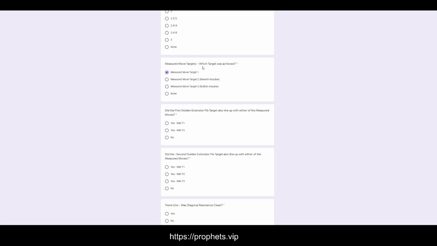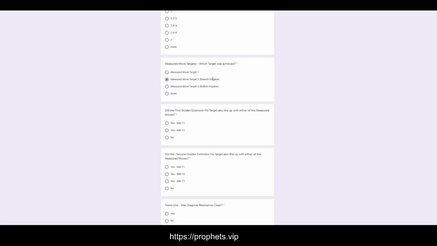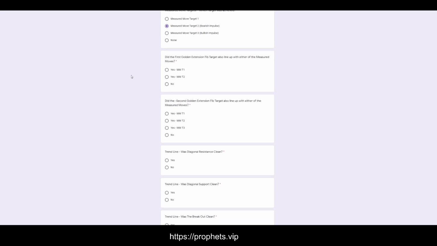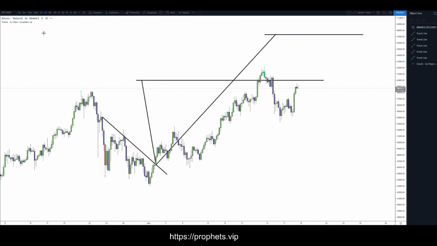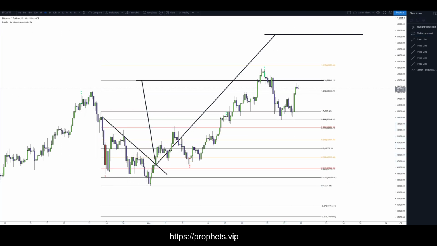Which target was achieved? So for us, bearish impulse was achieved. Did the first golden extension fib target also line up with either of the measured moves? So what that means is, if we go the Fibonacci from wave 1 down to the lowest low of the falling wedge and line that up, did it line up with a fib? Well, perfectly, alright? So we had both a measured move and the fib on top of each other there.